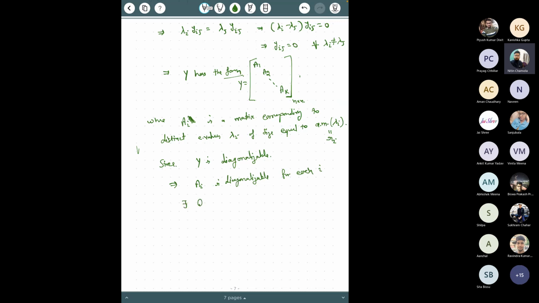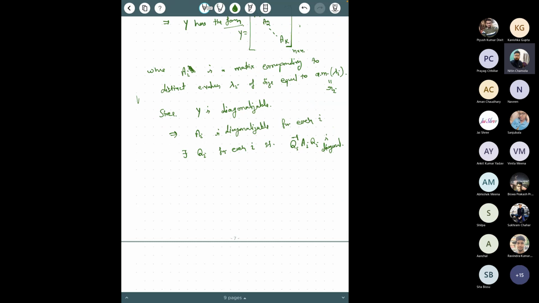So what does it mean? That means there exists Q_i for each i such that Q_i inverse A_i Q_i is diagonal, because each of them is diagonalizable, so you can find such a Q_i for each i.